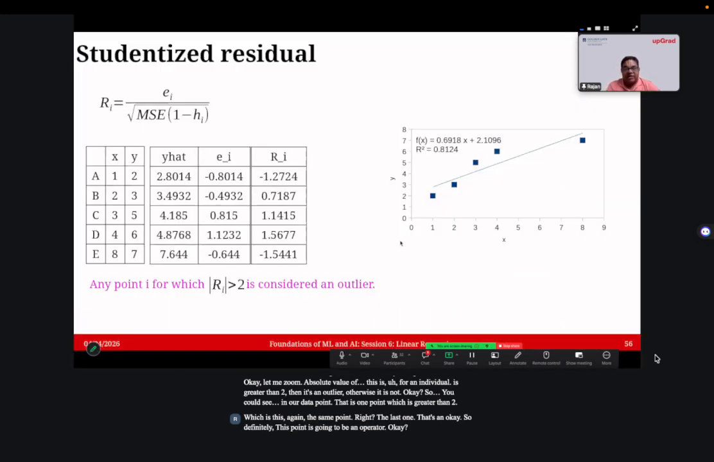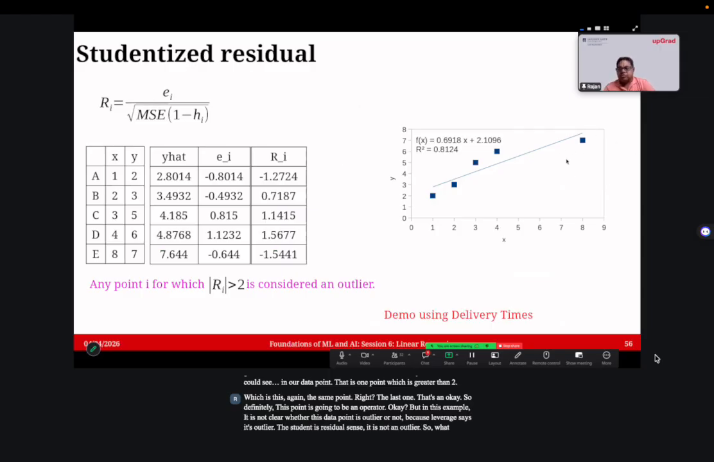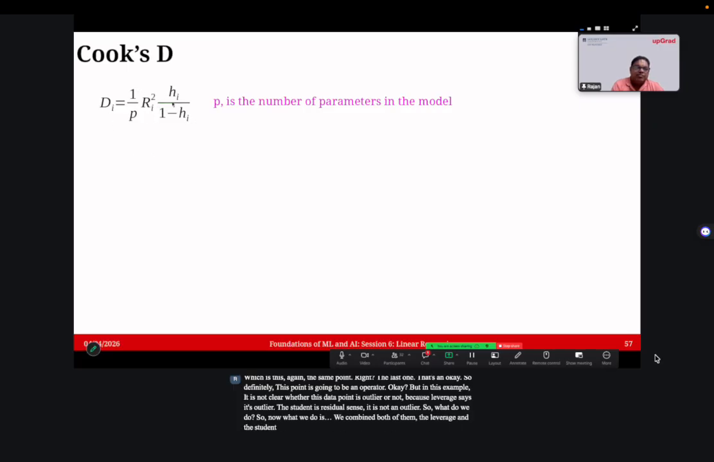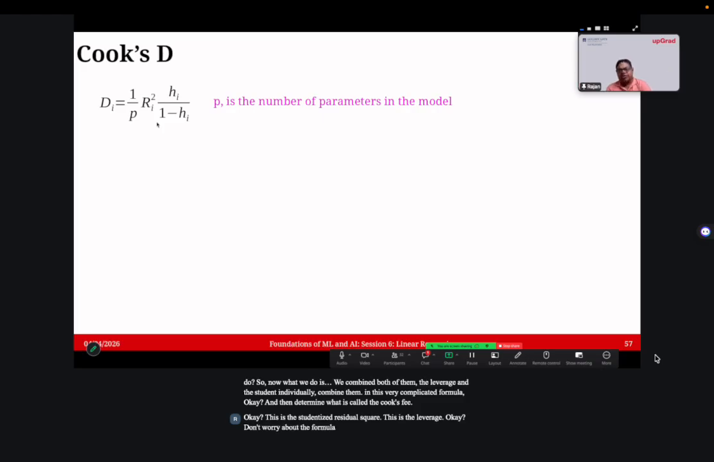But in this example, it is not clear whether this data point is an outlier or not, because leverage says it's an outlier, but the student residual says it is not an outlier. So what do we do? Now what we do is we combine both of them, the leverage and the student residual, in this very complicated formula, and then determine what is called Cook's D. This is the studentized residual squared. This is the leverage. Don't worry about the formula. We are just combining both of them, leverage and the studentized residual, and then 1 over P.